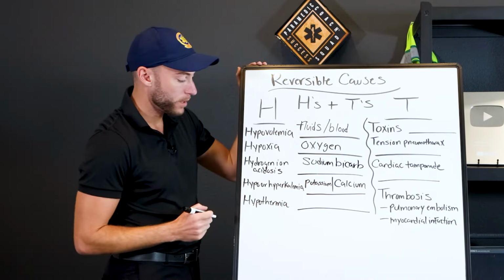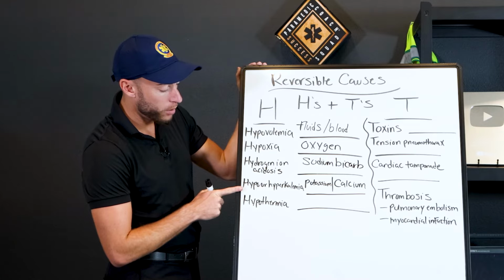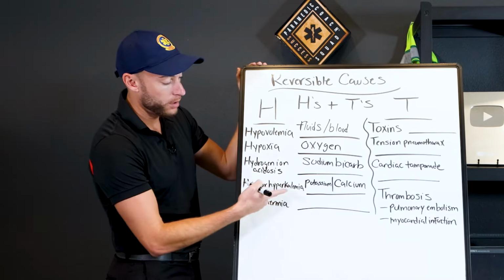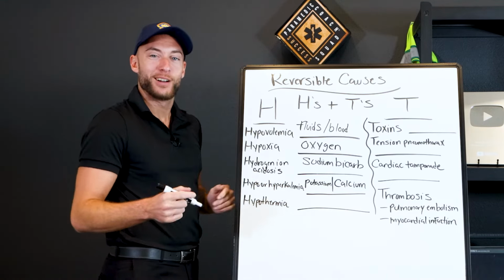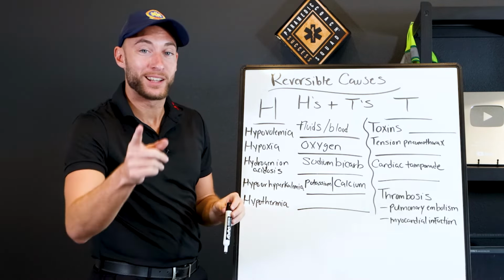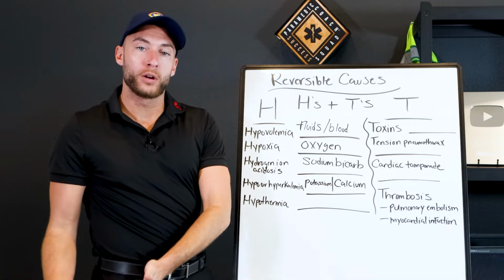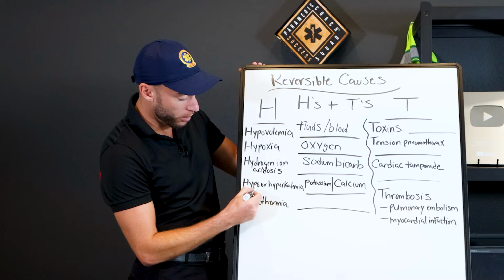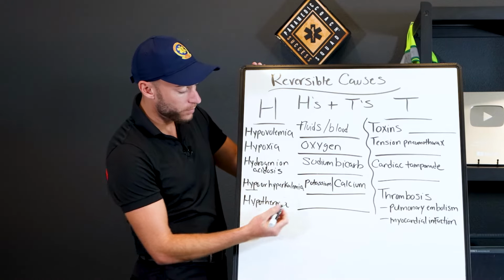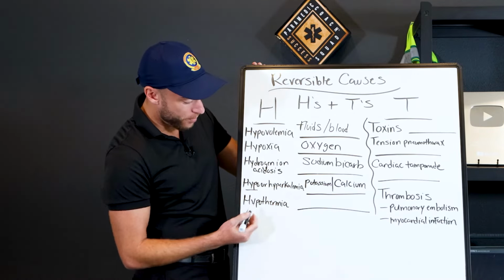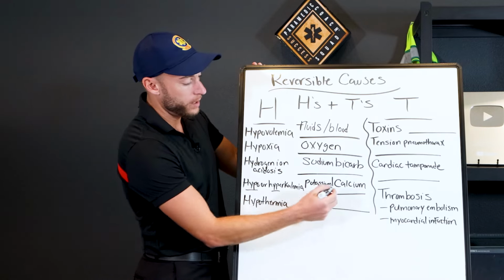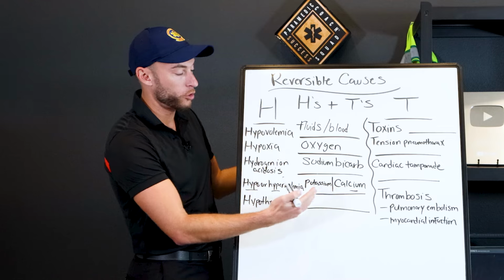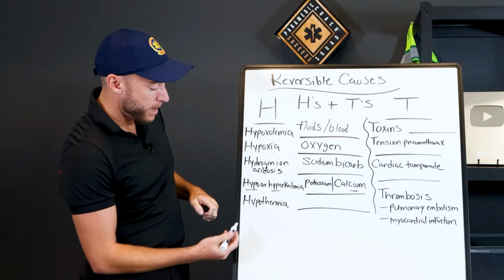All right. Next here is hypo, not enough, or hyper, too much, kalemia. What's our K? That's potassium. So too little or too much potassium, right? Now, if we have too little potassium, we've got to give some potassium. If we have too much potassium, we give calcium, right? Then again, these are the first starting treatments, okay?